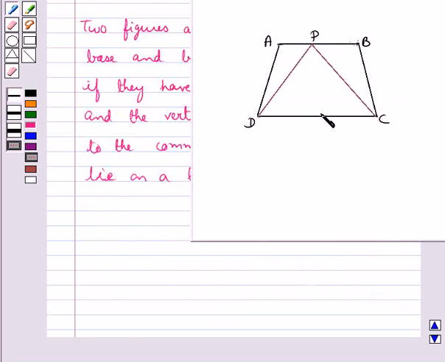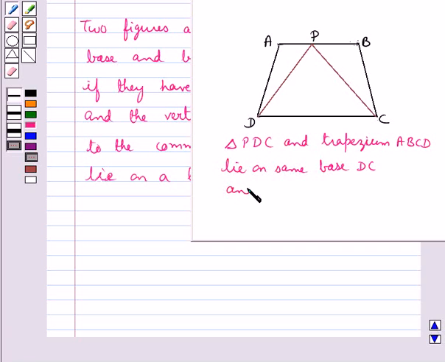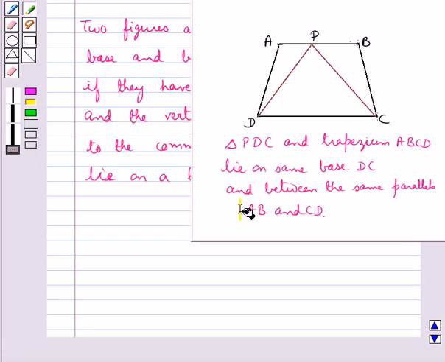Like if you consider this figure, in this triangle PDC and trapezium ABCD lie on the same base DC and between the same parallels AB and CD. And it is very important that out of the two parallels, one must be the line containing the common base. As in this case, out of the two parallels AB and CD, CD is the common base.